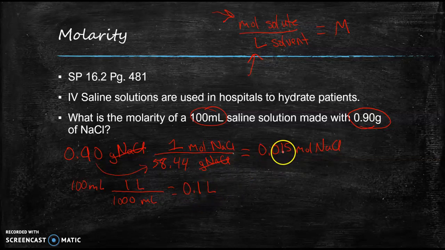Knowing about this, we would plug in our 0.015 moles to our equation, placing that over our 0.1 liter. And this will give us 0.15 molar NaCl.